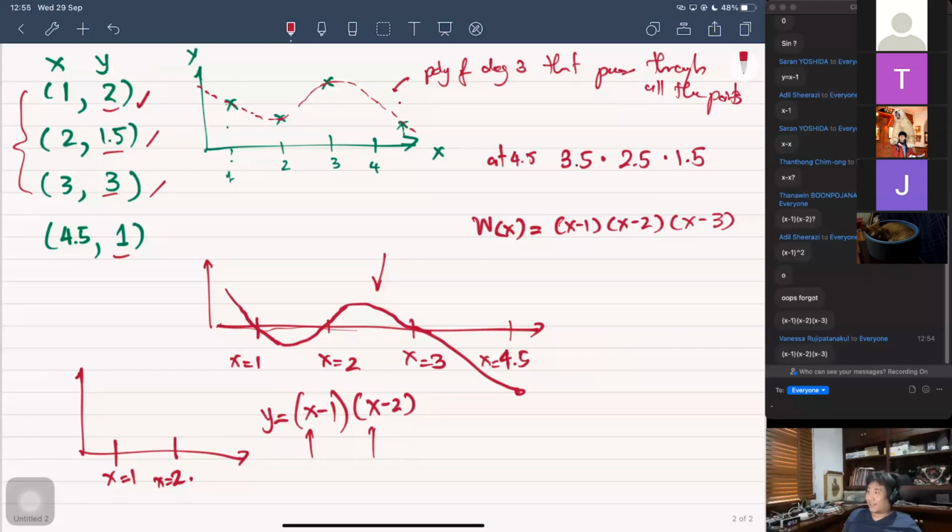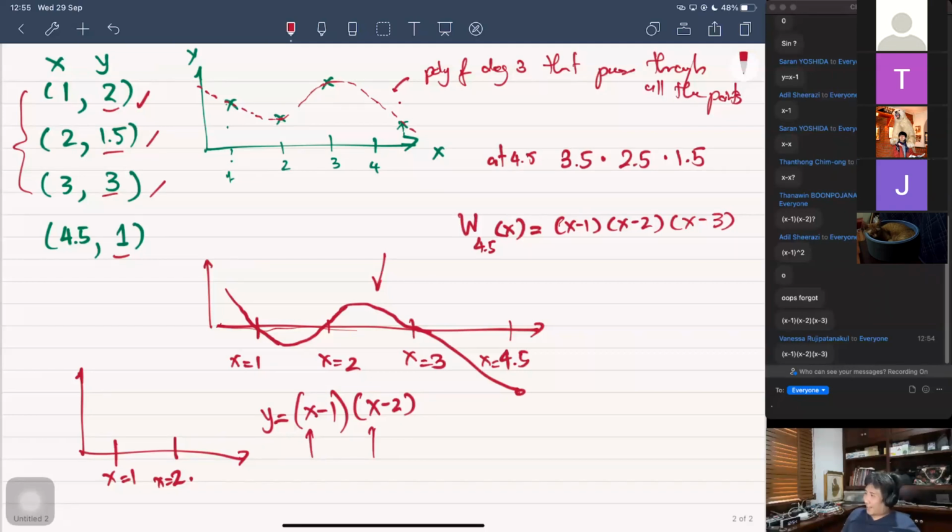That's good. Okay, everyone good with this? Let me call this function W4.5, which I'm going to fix later. I'm going to make it a little bit cooler. Okay, everyone with me so far? Now we have a function that is 0 at 1, 2, and 3, but not at 4.5.